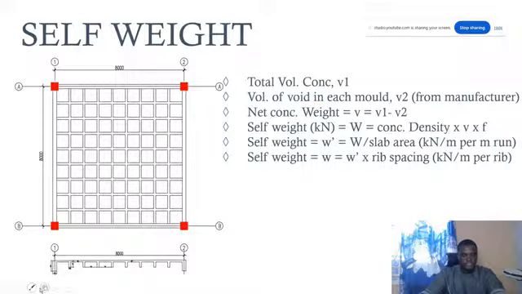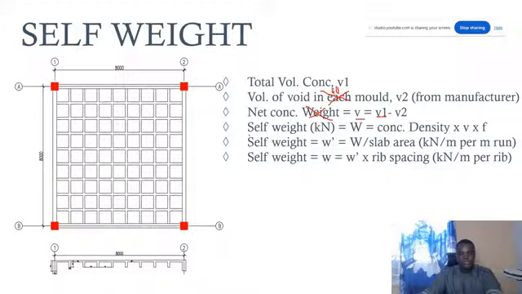Sorry, it's not in each. It should be the volume of void in the total molds, so in all the molds. After you've gotten it for one, you multiply by the total number of molds you have. Then you calculate your net concrete volume. This is not weight, this is volume, the volume of concrete you have. That will be the total volume of concrete minus the volume of void. We all know this simple mathematics.